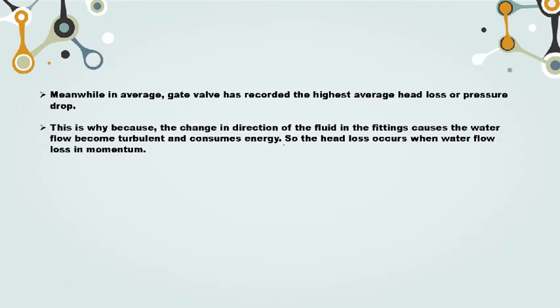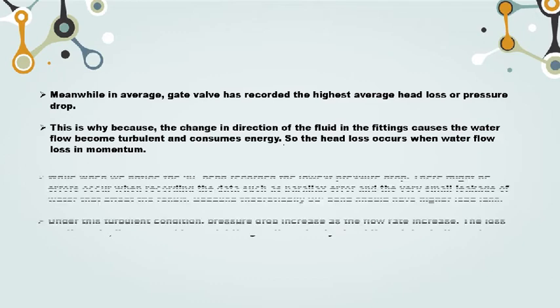So from the data we studied that the gate valve has recorded the highest average head loss or pressure drop. This is because when the water flows through this gate valve, there is a change in direction of the water flow. So this causes the water flow to become turbulent suddenly, and it will consume some energy. So the head loss will result due to loss in momentum of the water flow.